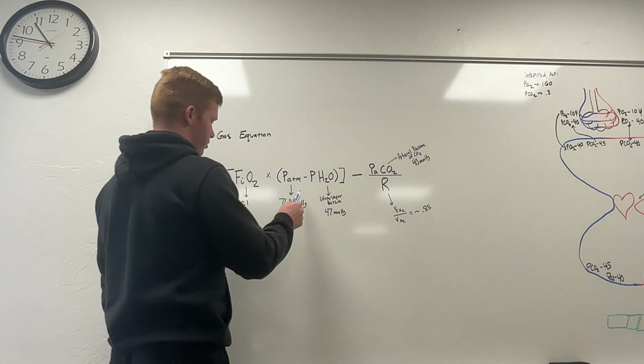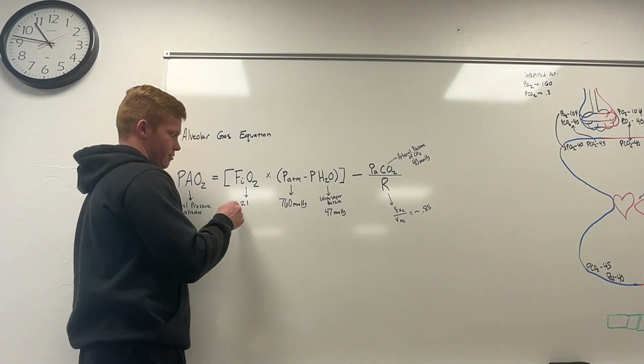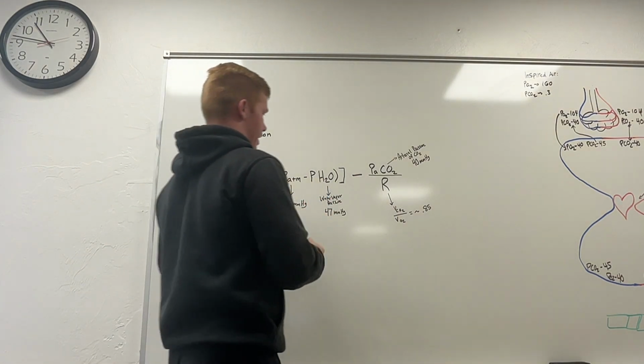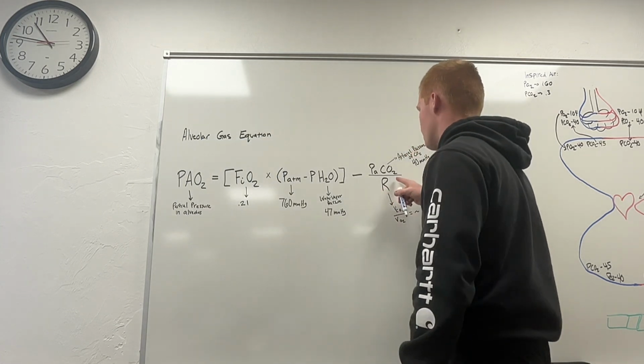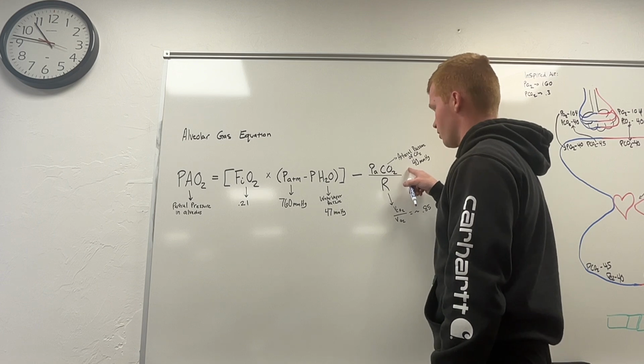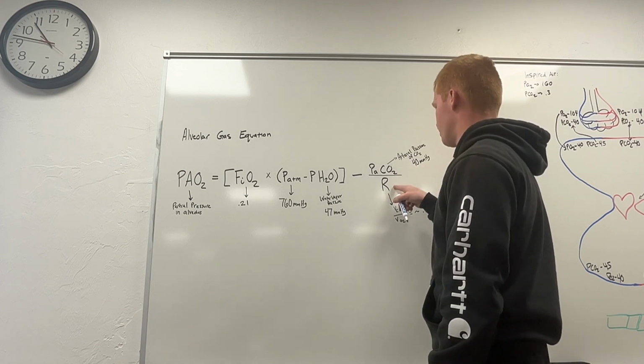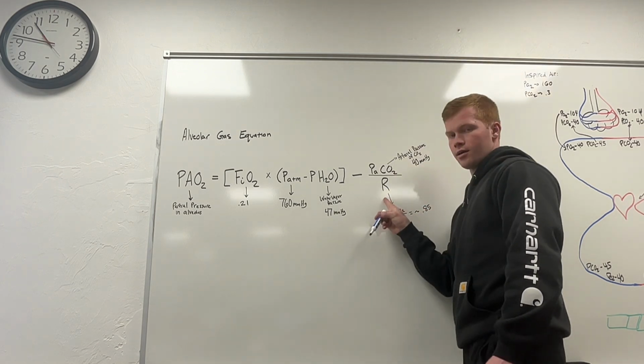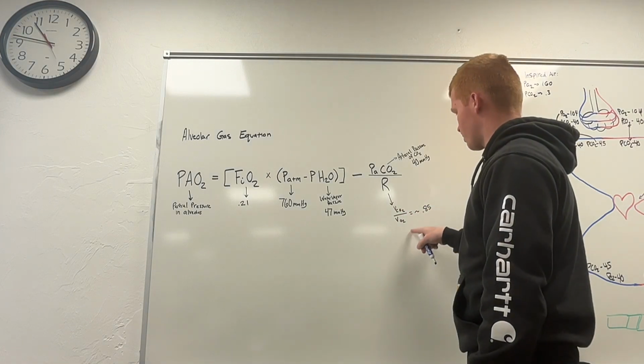And we subtract those two and we multiply it by the fraction, 0.21. And then we take that number and we subtract that from the arterial pressure of CO2, divided by the R. I can't remember what the R is, but that's pretty much it.